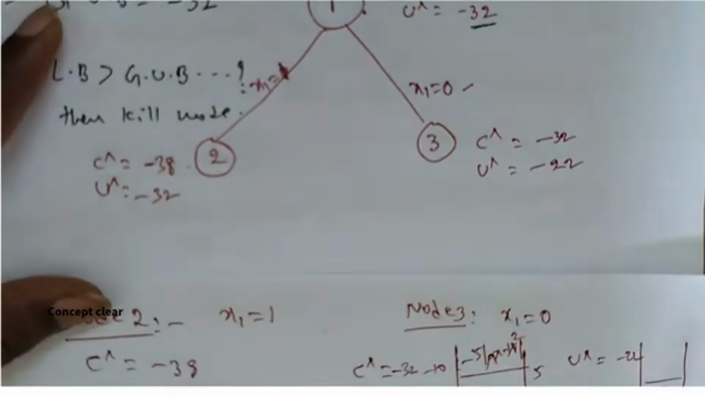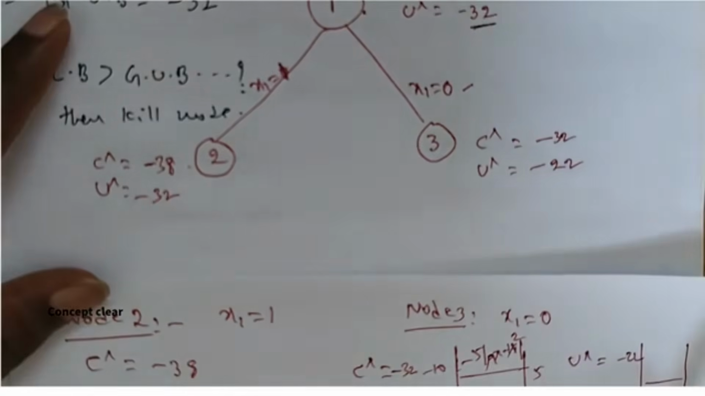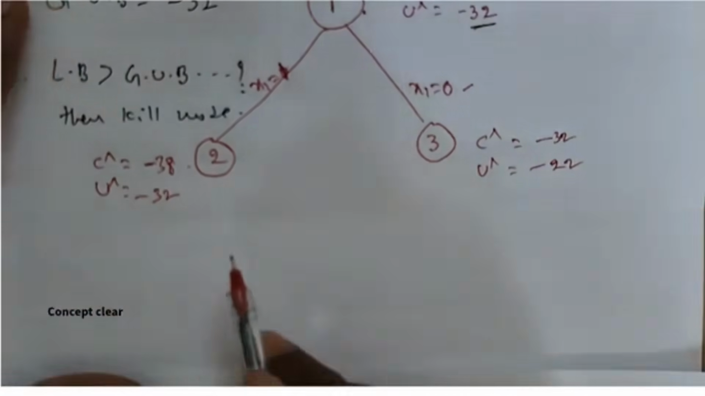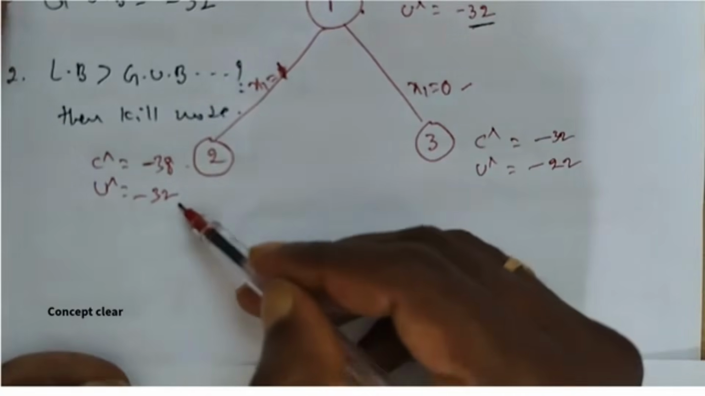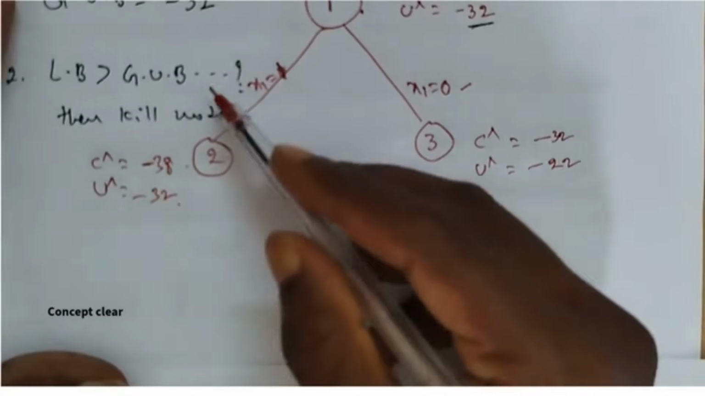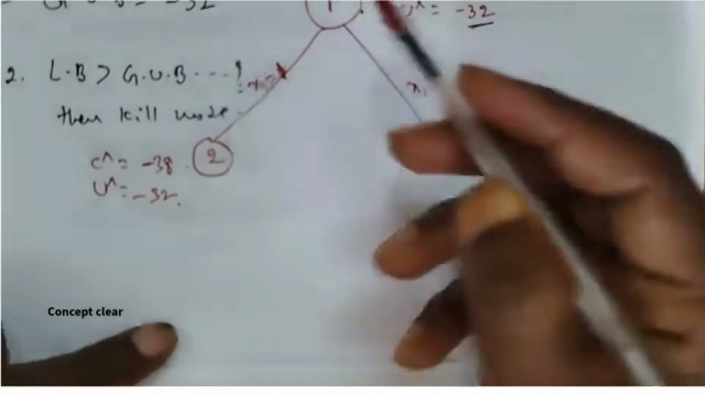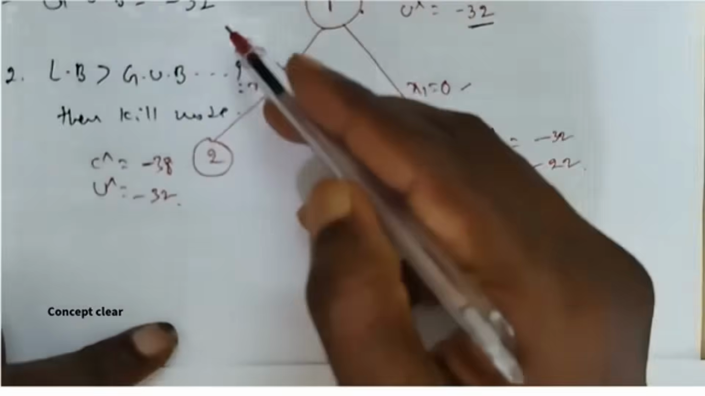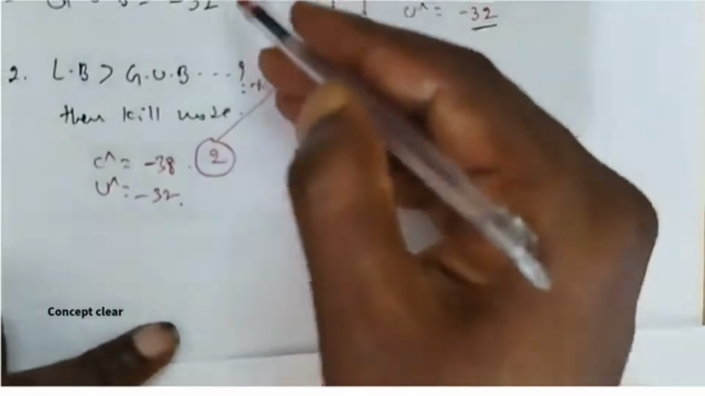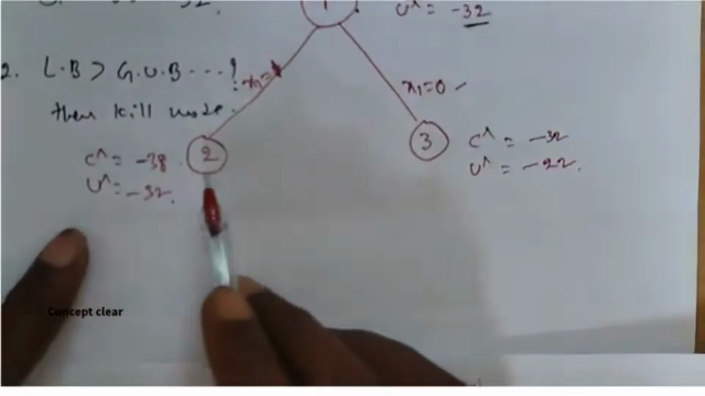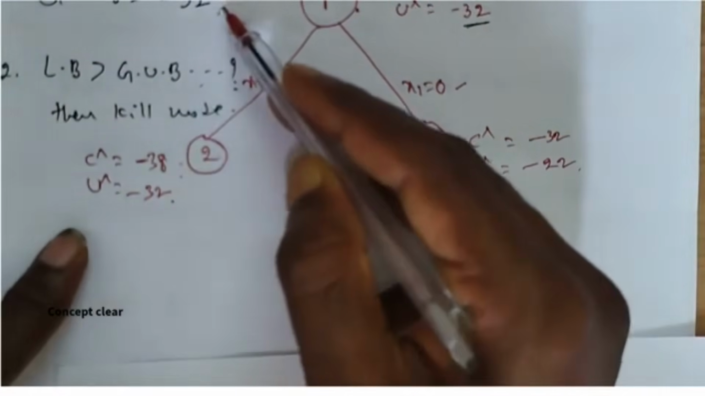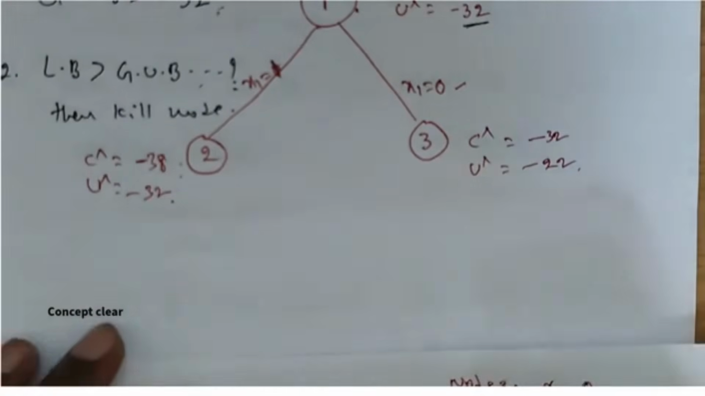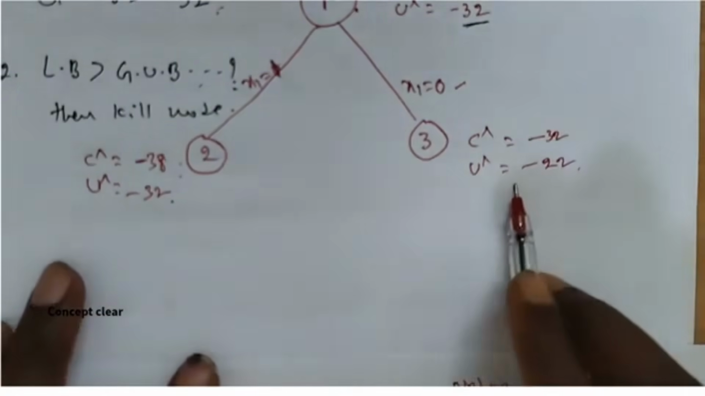Which one has to be extended? Before extending, we have to check. The global upper bound value is minus 32, so no need to change the global upper bound value. And here the upper bound value is minus 22, and here minus 32. Which one is the least? That is the least, so no need to change. And the second condition: is the lower bound value minus 38 greater than the global upper bound value? No. So no need to change, and here also no need to change.